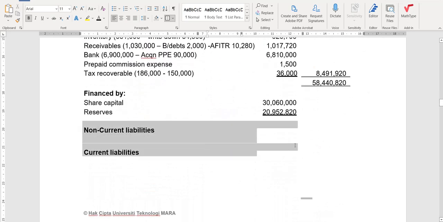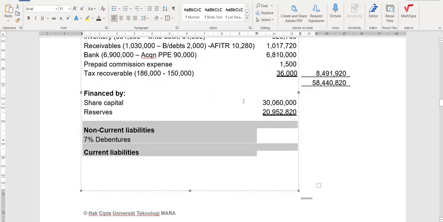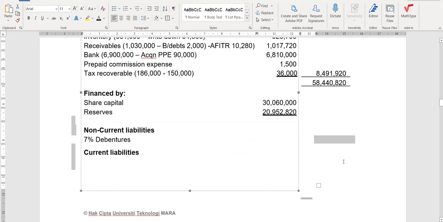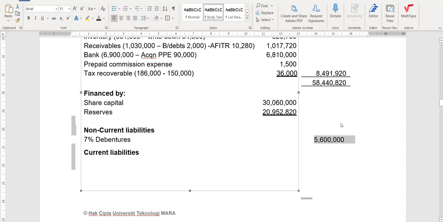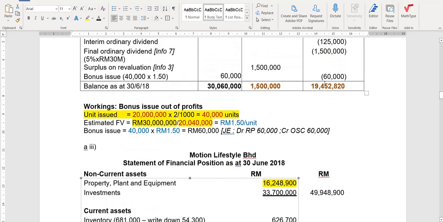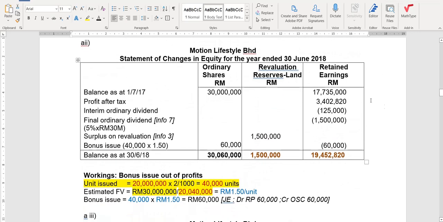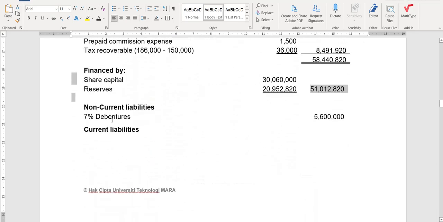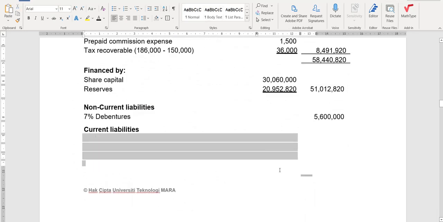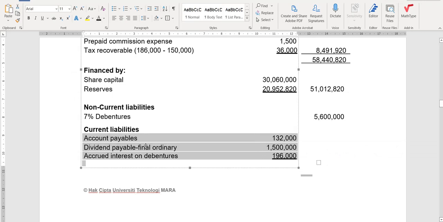Next is the non-current liabilities, no changes. Okay, let's just reveal the figure there. So 5.6 million. The total here should equal the total from these three, and perhaps you can do one more column for the total. Next, we will be doing the current liability section. Current liability, accounts payable. Remember, dividend payable, that was an accrued dividend, or dividend that was proposed but not yet paid, so that is a current liability.